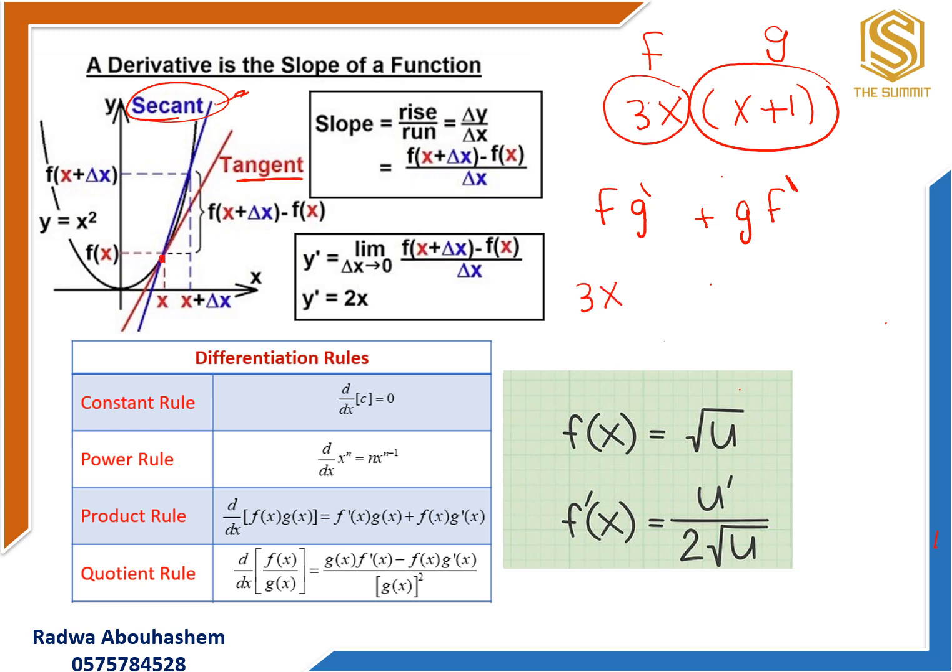Now, take the derivative for the g function, which is x plus 1. Okay, so what is the derivative of x? This is power 1, right? So you drop the power, just 1, and you subtract 1. Here, x is power 1. If I drop the power, it would be 1. And if I subtract 1, it would be x power 0, and x power 0 equals 1. So 1 times 1 equals 1.